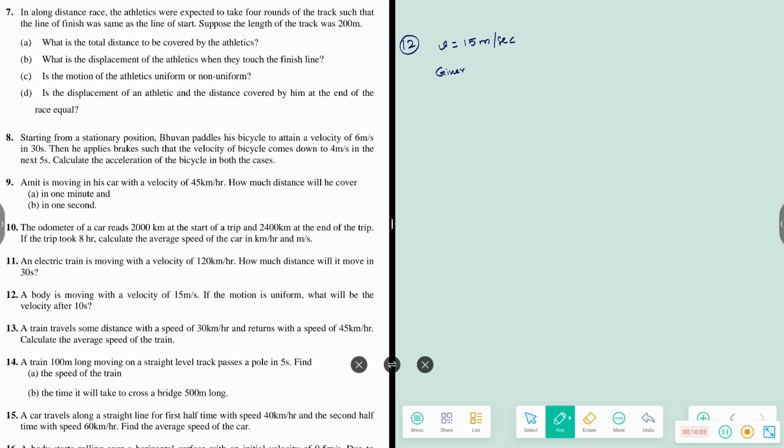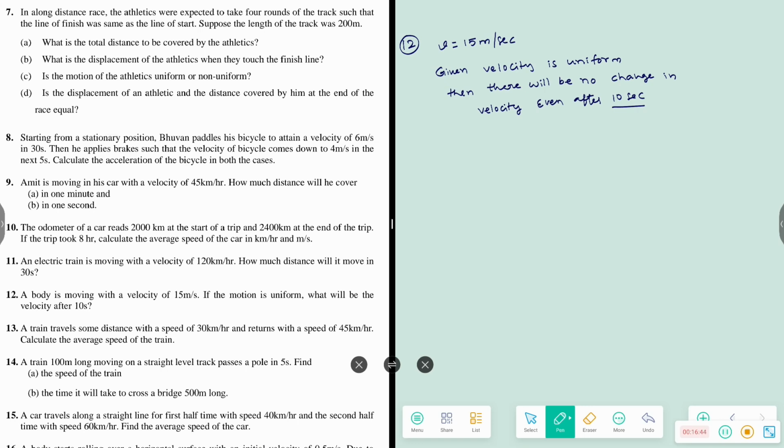Given velocity is uniform, then there will be no change in velocity even after 10 seconds, because it is moving with uniform velocity.